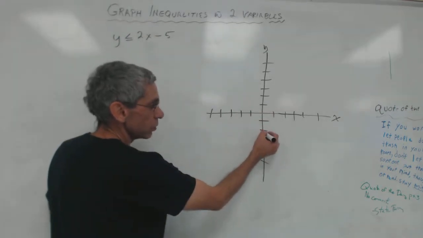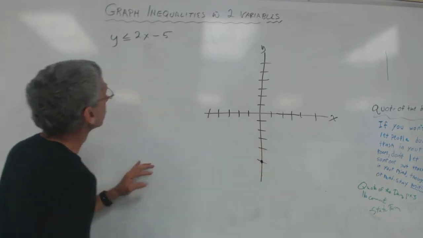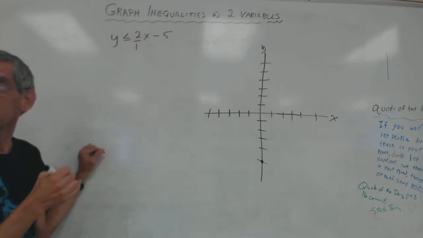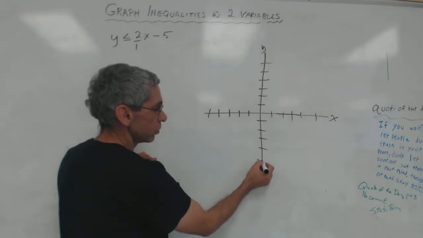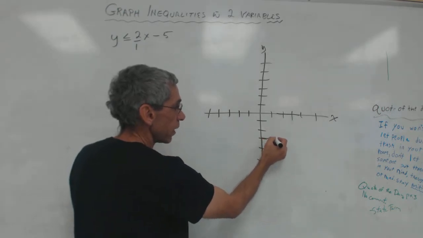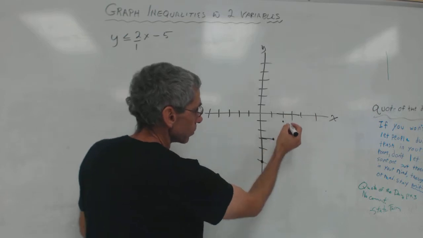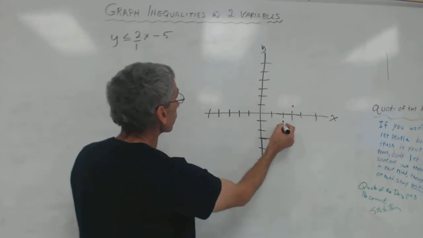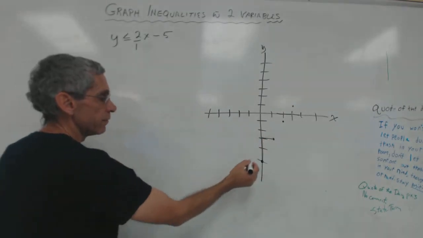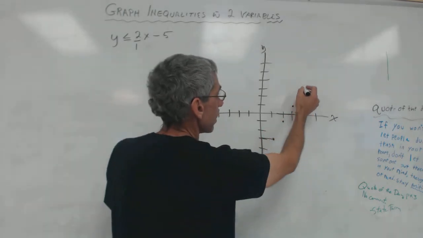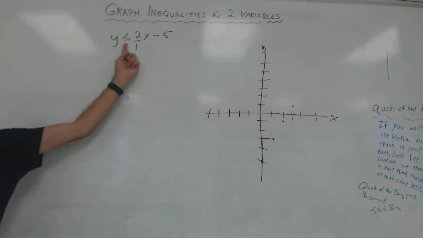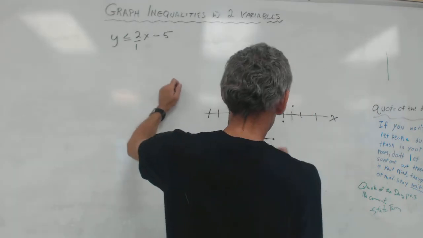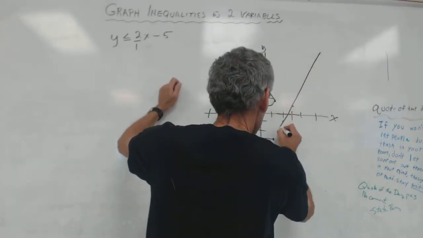So I go down 5, 1, 2, 3, 4, 5, and I put a dot. Just like you guys know how to do these. And then it's rise 2, run 1, because my slope is 2 over 1. So I rise 2, run 1, put a dot. Rise 2, run 1, put a dot. Where do we start? Oh, right, at negative 5. So now I'm going to draw my line. Now the question is, is it solid or dashed? Solid, because it also equals that line. So it's got to be solid. All right, so my line is something like this.